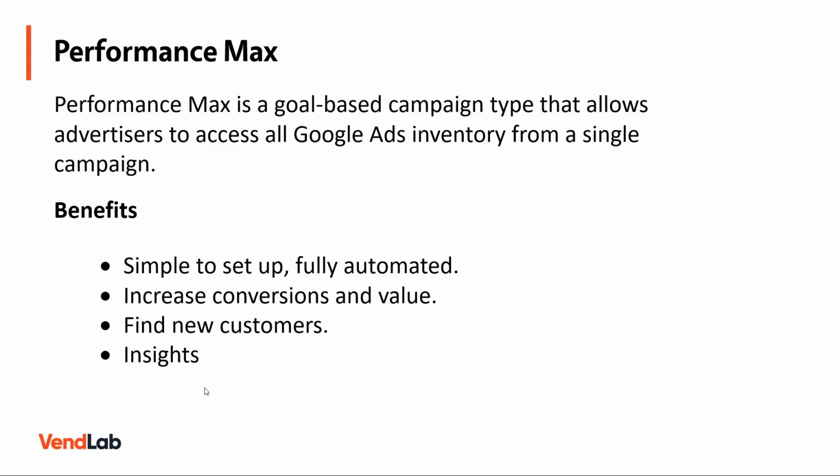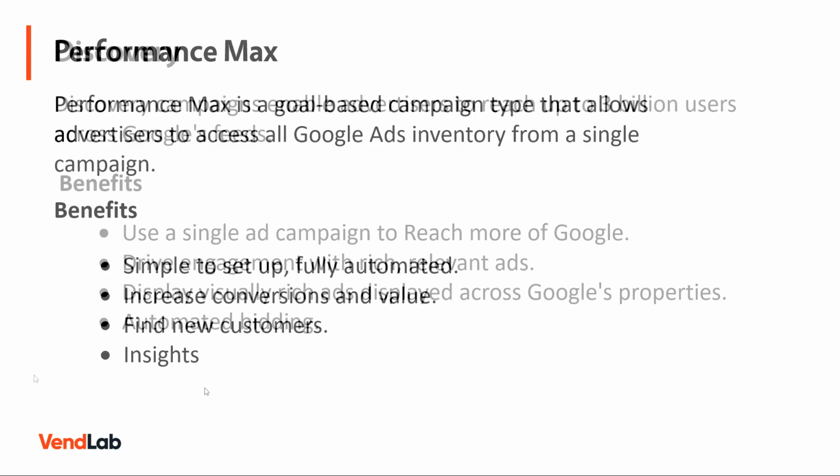The benefits of Performance Max are as follows. Simple to set up and fully automated. Performance Max campaigns are easy to set up, and once your campaign is live, they will be optimized automatically. Increased conversions and value: automation optimizes your budgets and bids to help identify conversion opportunities in real time. Find new customers: reach new audience segments with relevant ads based on real-time user intent, behavior, and search context analysis. Insights: the Performance Max Campaigns Insights page helps you understand how automation is working and how to improve your campaigns.